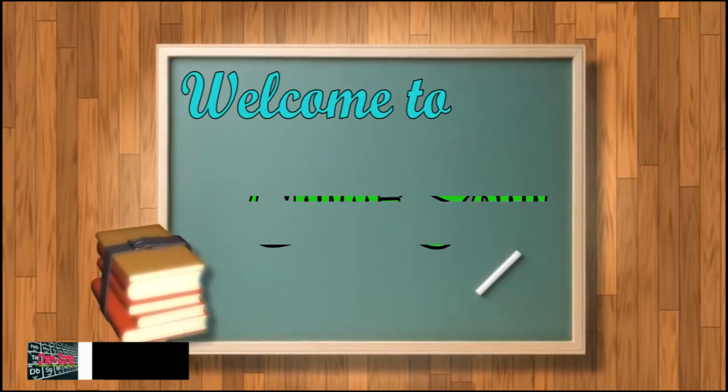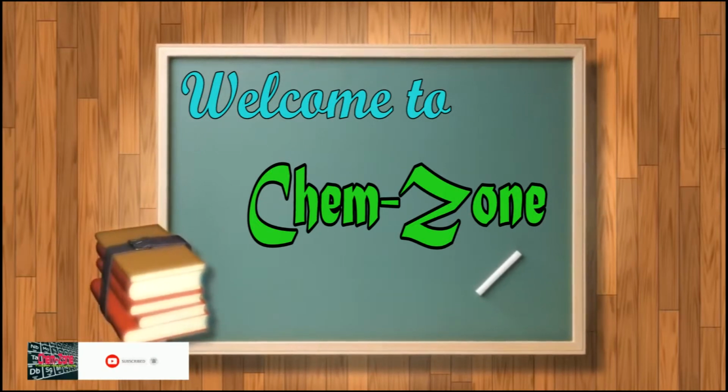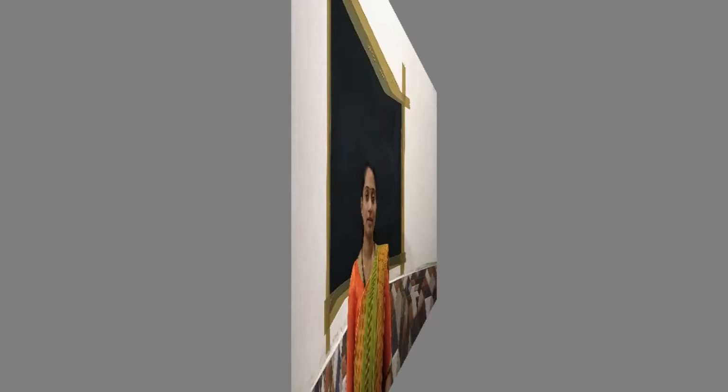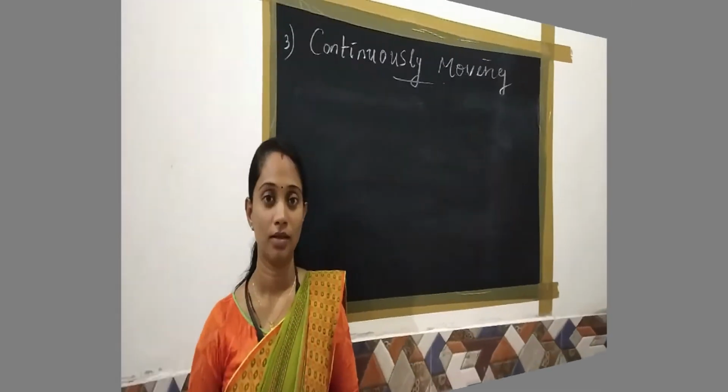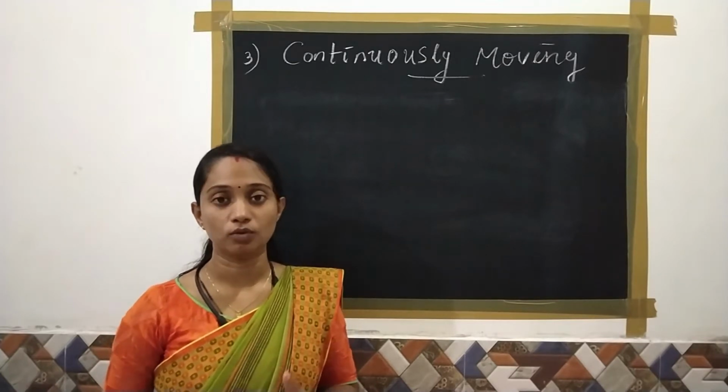Hi everyone. Now we are going to discuss the last two characteristics of matter. Last class we already learned about the first two characteristics of matter. Okay, let us see the next one. The third characteristic is that the particles of matter are continuously moving.